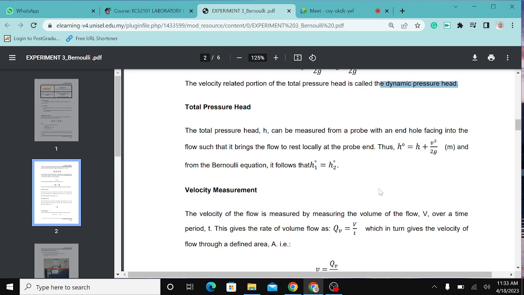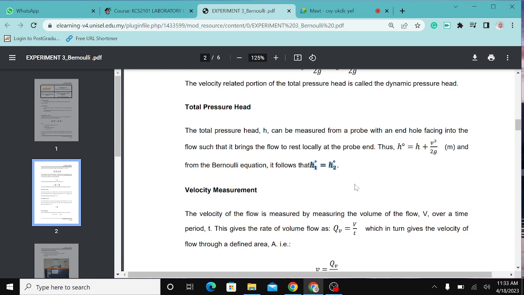fluid mechanics. The total pressure head that is denoted by H here can be measured from a probe with an end hole facing into the flow such that it brings the flow to rest locally at the probe end. So that means you have this kind. So here H is equal to h plus v squared over 2g. The unit is in these kinds of units in meter, and from the Bernoulli equation, because this H relates to your Z, kan, so you have these kinds of situations lah. H1 is equal to H2.